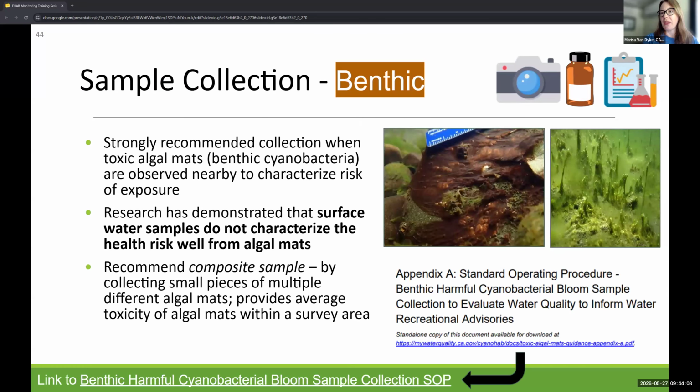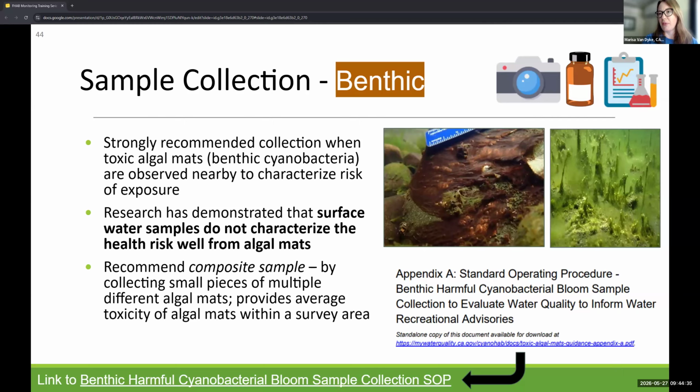So again, cyanobacteria produce toxin within the cells, so we need to collect that mat material. We're less focused on collecting the surrounding water. And with how cyanobacteria mats are formed, there's quite a diversity, so you want to be able to survey the entire population as best you can. We'll go into that process in a moment.